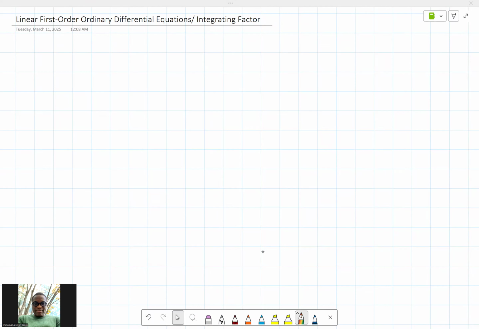We're still talking about differential equations, and we've been talking about linear ordinary differential equations. I mean, generally, first order ordinary differential equations. Now we're talking about linear first order differential equations that we can solve using an integrating factor. So let's go straight to the general form of such an equation.